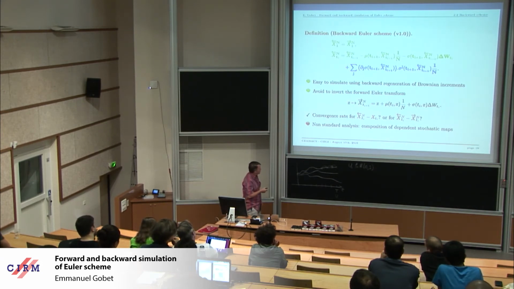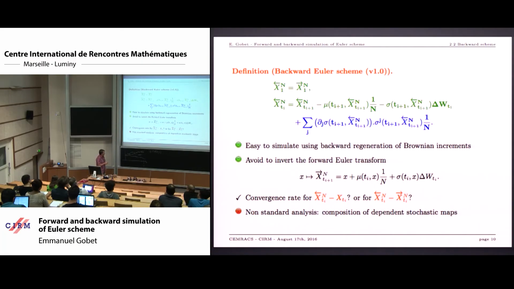So now the question we can ask is: what is the distance between the backward Euler scheme and the forward SDE at the same time? So there is a forward Euler scheme, then we go backward in time. We would like to know the distance between the backward scheme and the initial diffusion. Do we lose something doing this? And also, what is the distance between the backward scheme and the forward one at the same time?